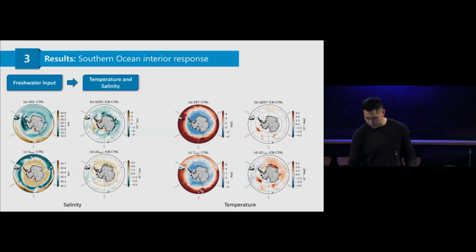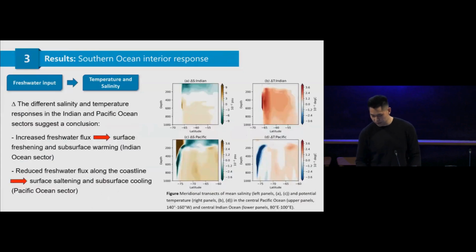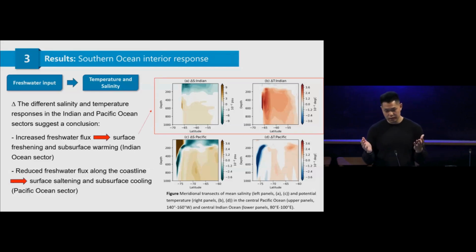To provide more information, and to more clearly show the ocean response, we chose two sectors, calculated the average, and plotted this depth-latitude plot. We've got these two sections, the Indian section and the Pacific section, and they show very different results. If you look at the Indian section, we applied more fresh water.